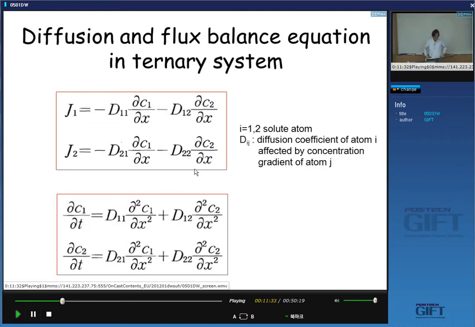This can be done by a combination of the diffusion equation and the flux balance equation, which we already handled in the binary alloy system. This is the diffusion equation, Fick's first law in the ternary system. Here, without this term and this term, that is exactly equivalent to Fick's first law, which describes the flux dependent on the concentration gradient. Here, D11 and D22 are the diffusivities of solute 1 and 2. And here, D12 means the dependence of the flux of solute 1 on the concentration gradient of solute 2.